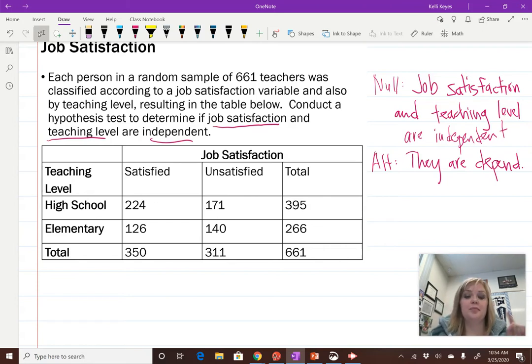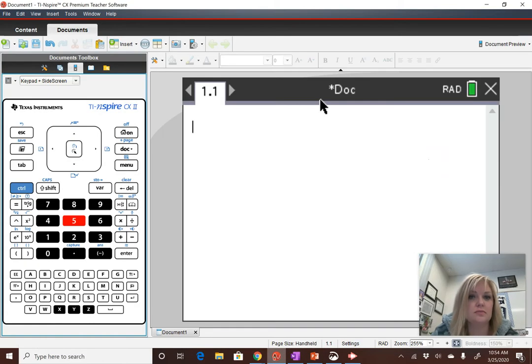Okay, next thing, you guys are gonna love the chi-square test because they're pretty much all done in the calculator. It's awesome. So the first thing we're gonna do is create a matrix.